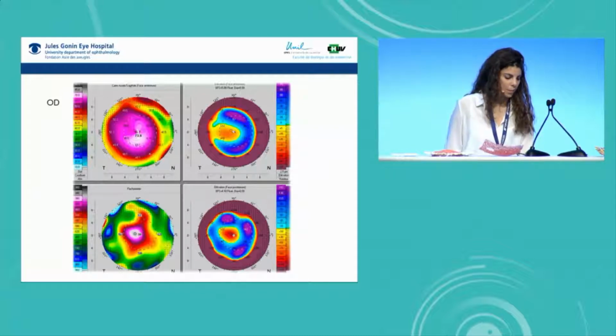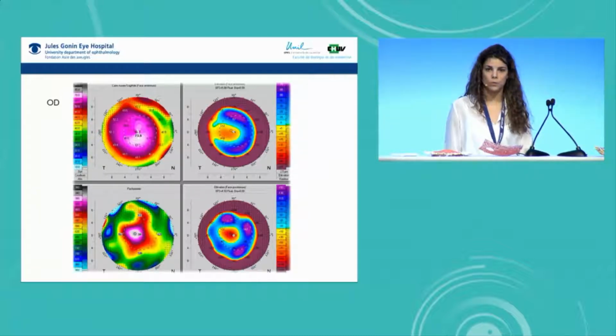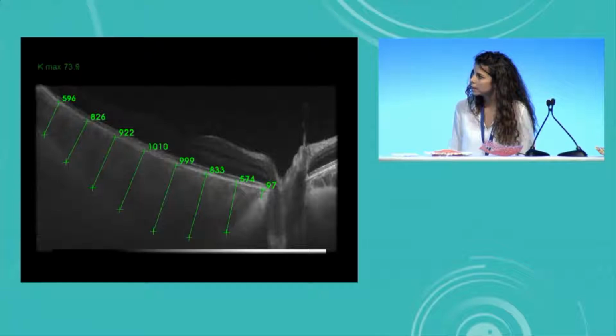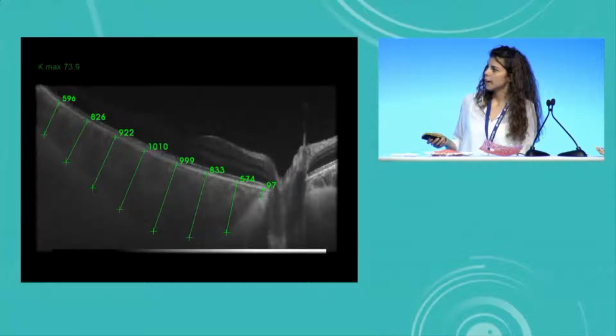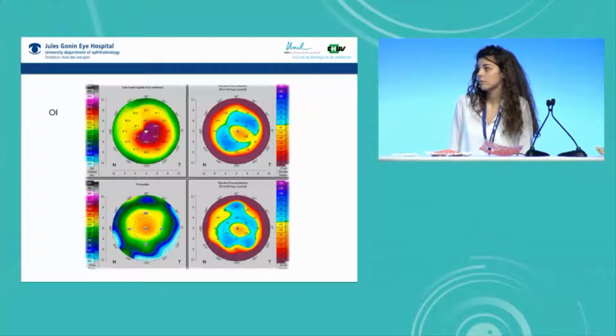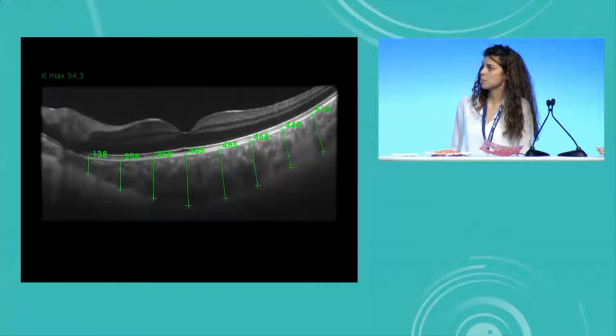Here there is an example. This is a grade 4 keratoconus with a Kmax of 73 diopters, and we can see his enormous choroid. He also had a keratoconus in his other eye, with a grade 2 keratoconus, so it was a smaller one. He also presented a very big choroid, but much smaller than in the other eye.